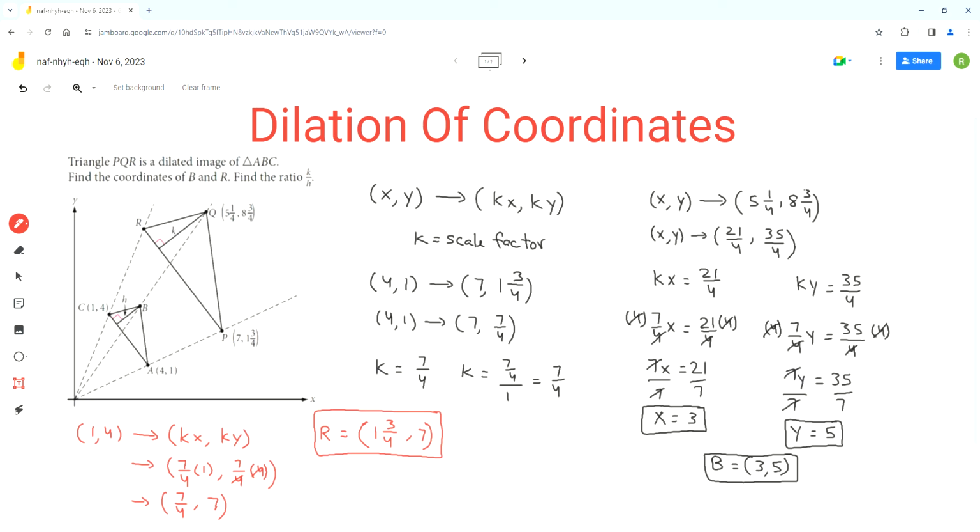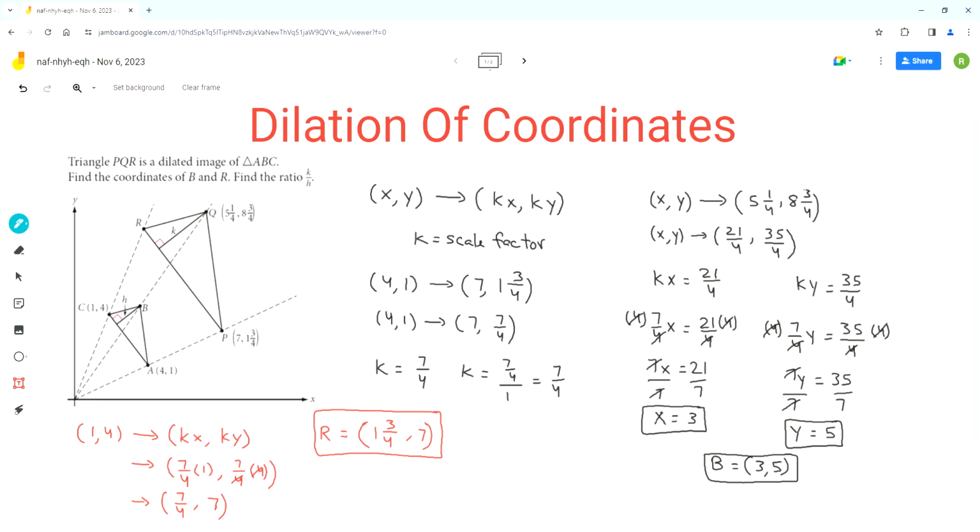Now we have to find the ratio of k over h. K represents the altitude of triangle PQR and h represents the altitude of triangle ABC. Whenever a triangle or any shape is dilated, each side length increases by the scale factor of the dilation. In this case, the scale factor is greater than 1, so that's why the size of the triangle has increased. That means the length of the altitude will also increase by the same scale factor.